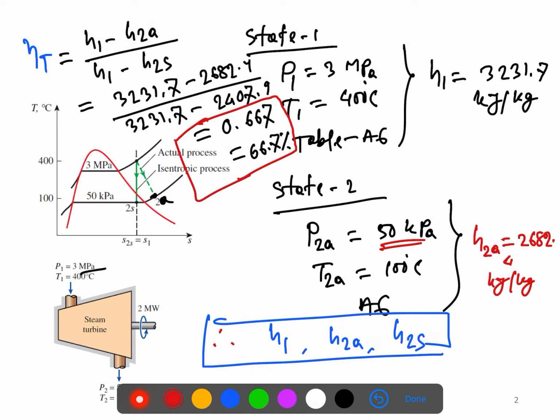So we have done with the first part of this problem. I believe you understand. It was pretty straightforward. We just use these values and we subtract the enthalpy value for state 1 and state 2 from the table A6. And if you ask me why you use A6, it is because you can see this is the superheated region. The actual process is happening in the superheated region.